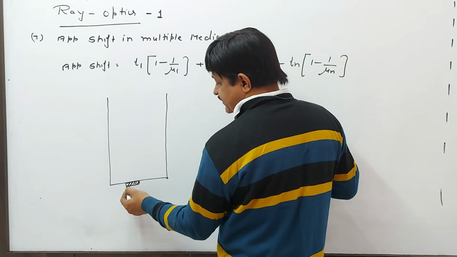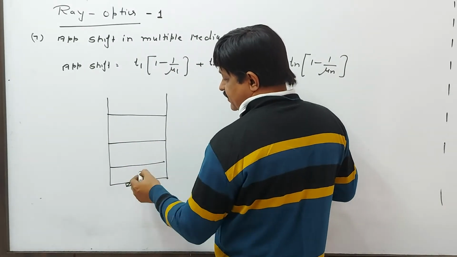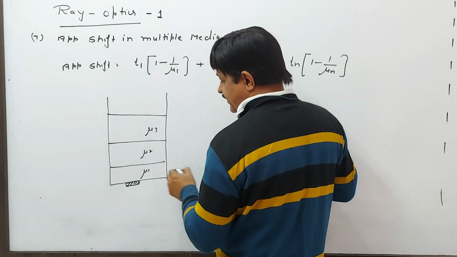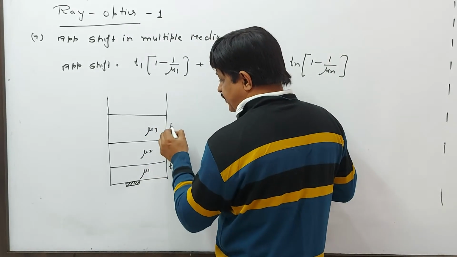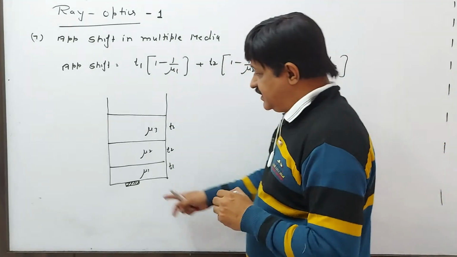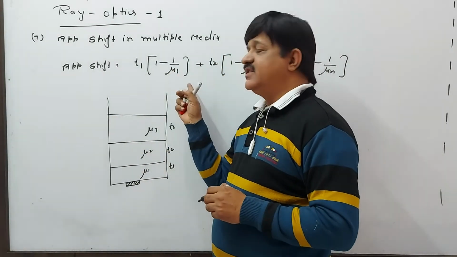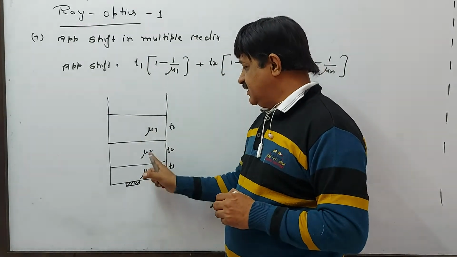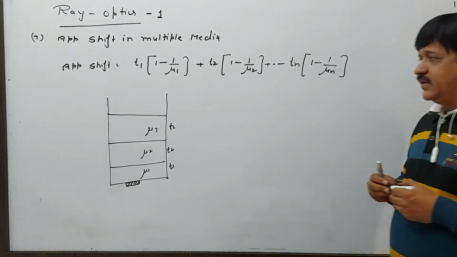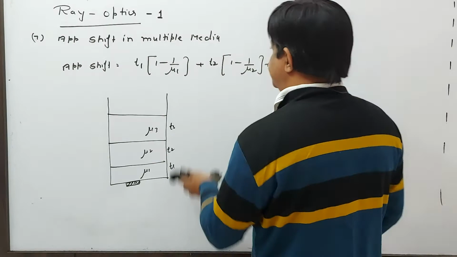A coin is here. These three are three liquids of refractive index mu1, mu2, mu3 having T1, T2 and T3 as their thickness. So what will be the shift of this coin in this glass? You can simply explain this with the help of this: T1 into 1 minus 1 upon mu1, plus T2 into 1 minus 1 upon mu2, plus T3 into 1 minus 1 upon mu3, and so on. Apparent shift in multiple media.